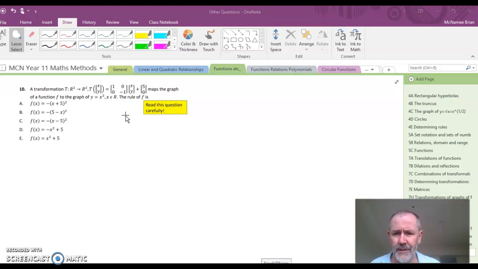But I think the difficulty of this question is that it's transforming a function which we don't know, function f, to the graph of y equals x squared. So y equals x squared is actually a transformed function. And we've got to work out what the original function was that goes through this transformation and then provides y equals x squared. So I'm going to start off by doing that matrix equation and expanding that.